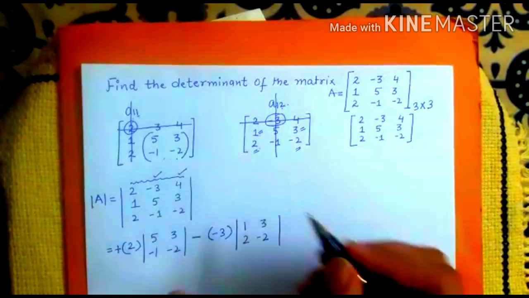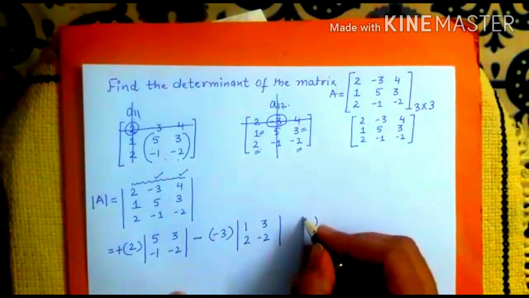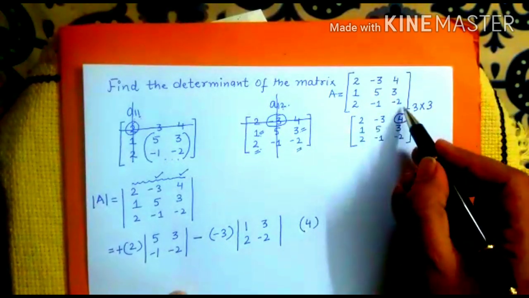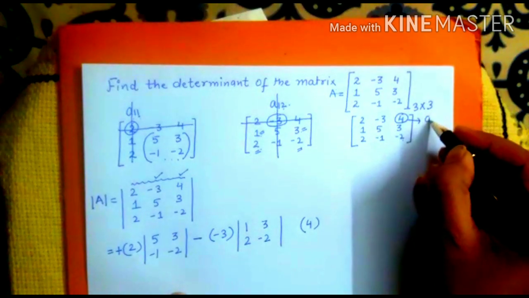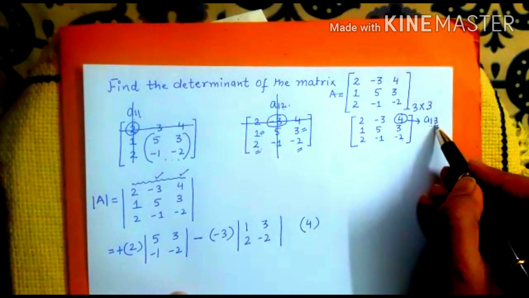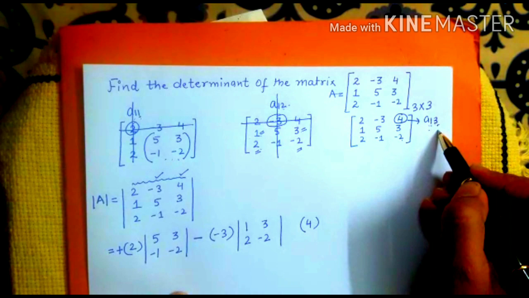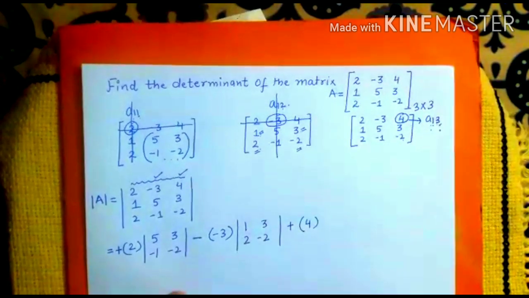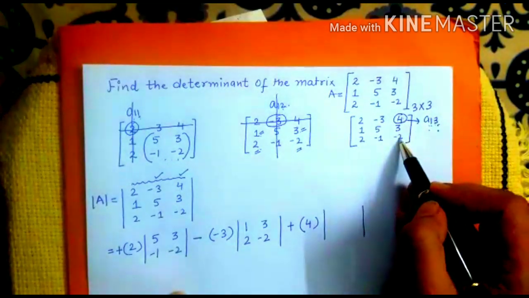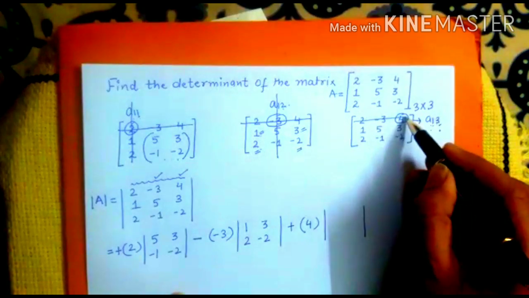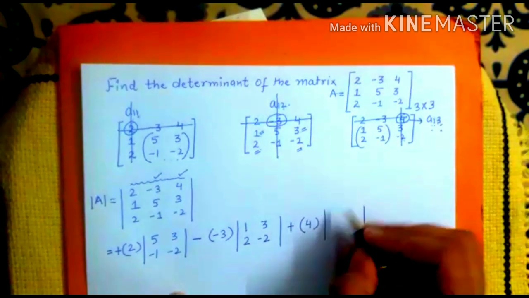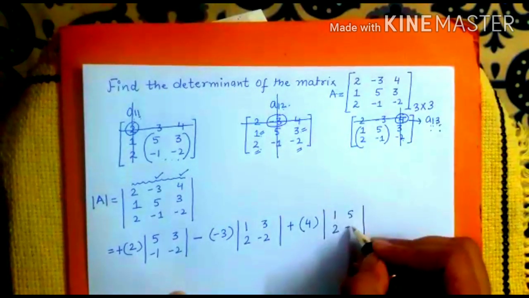Then take the third element of the first row, which is 4. Now this 4 element lies in the first row and in the third column. So its position is A13. Here i plus j is 1 plus 3, which is equal to 4, and 4 is even. So take here plus sign. Again, delete the row and the column in which this element lies. So I delete the first row and the third column. I am left with this submatrix. So I get its determinant as this.